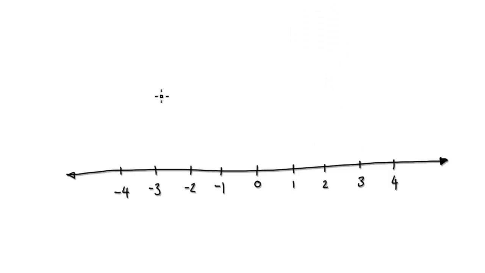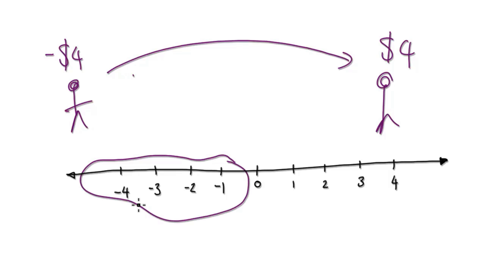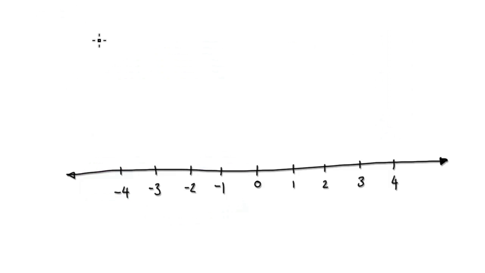Or another example is this is you here, and this is me. If you owe me $4, then as far as you're concerned, you actually have -$4. So negative numbers actually make sense in our modern world, because negative numbers can be used to represent debt. So in the modern world, negative numbers make sense.